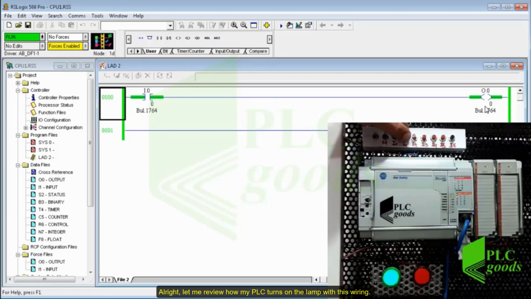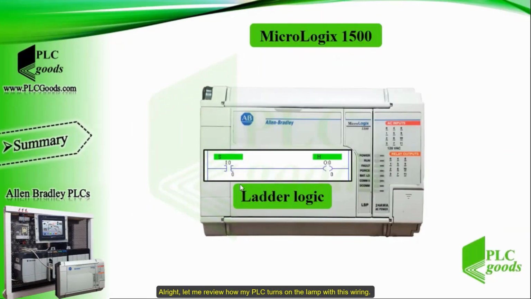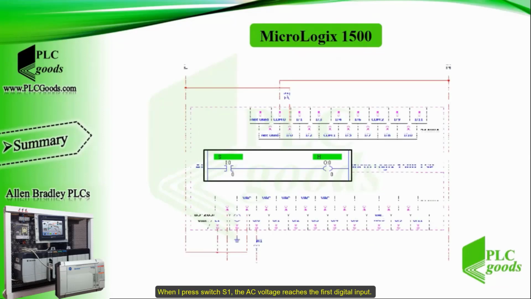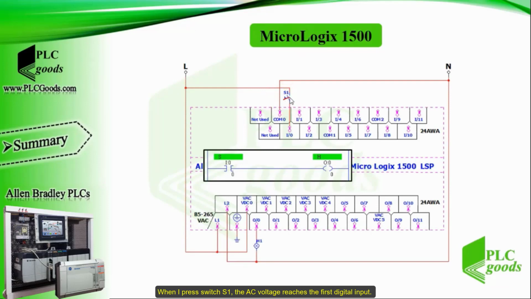Alright, let me review how my PLC turns on the lamp with this wiring. When I press switch S1, the AC voltage reaches the first digital input. Remember, its address is used in the program.